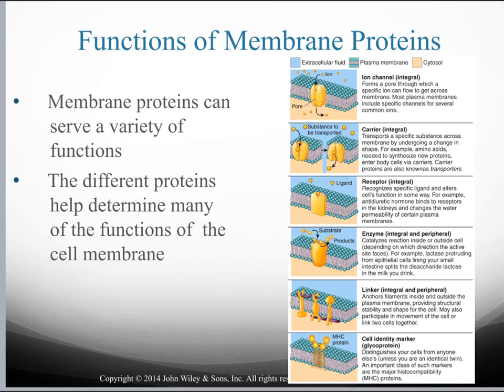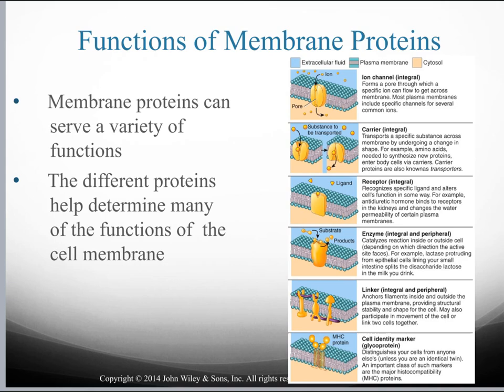The next is a carrier membrane protein. This is another integral protein. It functions to transfer a specific substance across the membrane by undergoing a change in shape. For example, amino acids, these are needed to synthesize new proteins, so they enter the body cells via carriers. Glucose would be another one, and sodium-potassium pumps would be another one. Carrier proteins are also known as transporters.